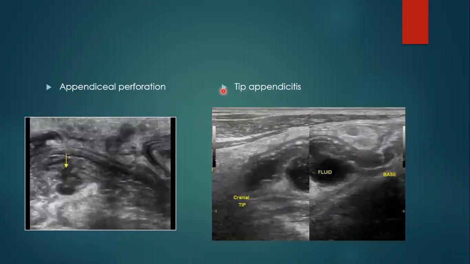Here are some of the acute appendicitis complications. Appendiceal perforation shows a cut in the edge of the appendix with periappendiceal fluid collection. And here, tip appendicitis shows the normal diameter of the appendix, only the tip of the appendix is dilated, which is surrounded by echogenic fat.